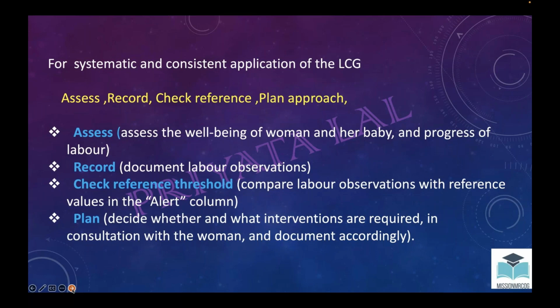From checking, then analysis has to be done, whether it is normal. If there is any deviation from the normal, accordingly the plan will change. So for systematic and consistent application, the approach is: assess, record, check reference, and plan approach. So these are the four. How to fill it? You have to speak these four words. Okay, I'll speak more about that also.